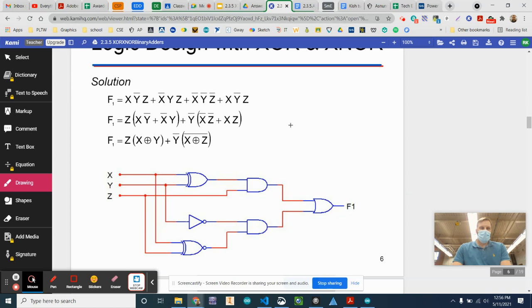So here's essentially what the solution looks like. They were able to extract Z here, and we got this X not Y or not X Y situation that can be substituted for the exclusive OR. Here they extracted not Y, and a similar concept: we've got not X not Z or X and Z, and that was able to be substituted for the exclusive NOR gate. Down here, we can see the gate implementation. We've got the exclusive OR, exclusive NOR, and then the remaining AOI logic to complete the circuit.